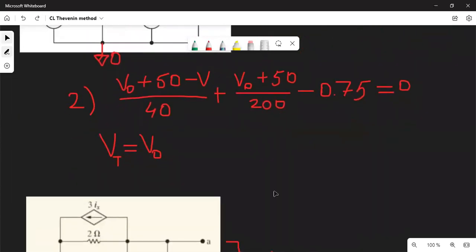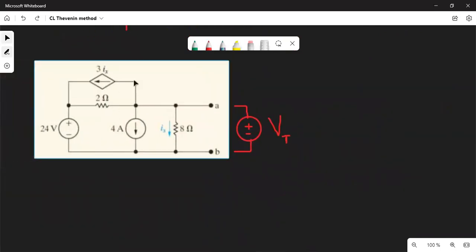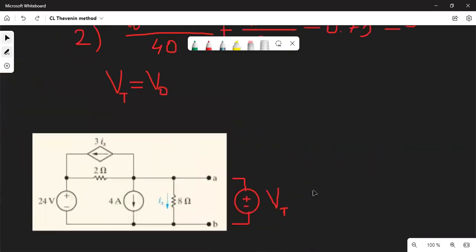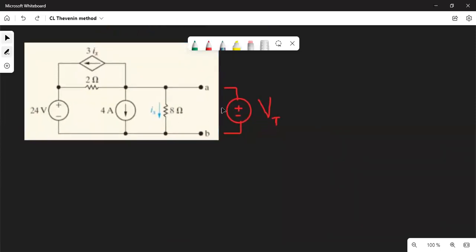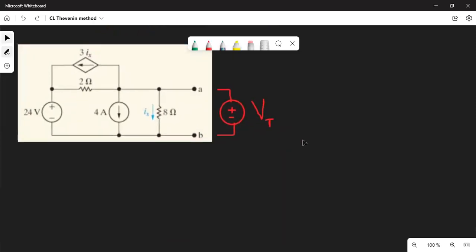So let's see something different, with this kind of dependent circuit. We should find the Thevenin equivalent between these 2 points. So how will we deal with this?